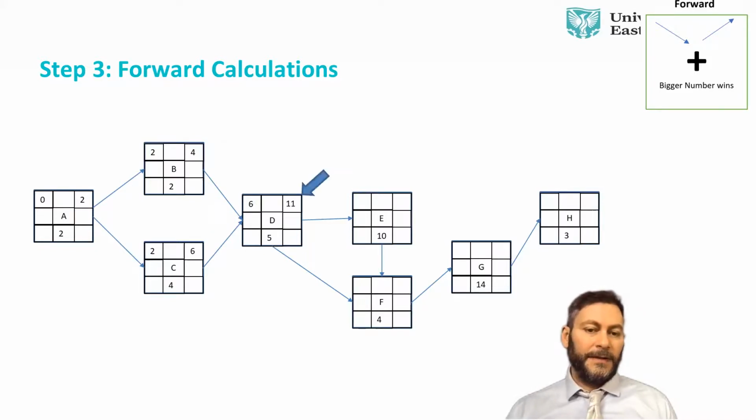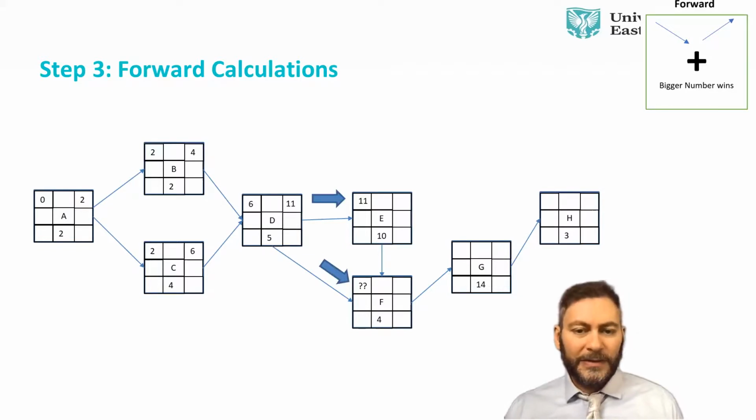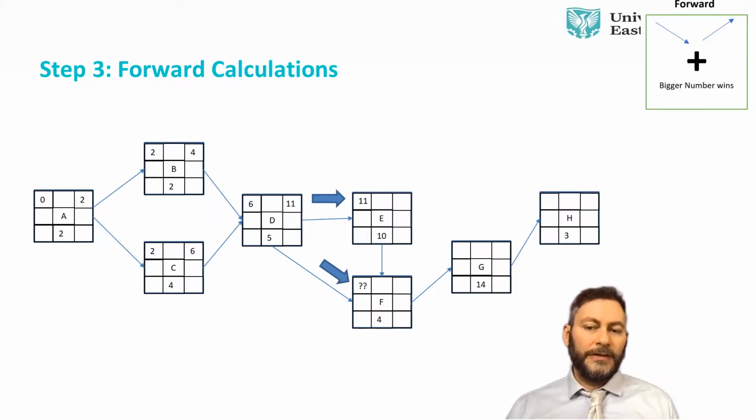6 plus 5 is 11. Now 11 is distributed in 2 directions. Again, the other numbers take them nicely. So this is 11 and 11. But we have to stop for a second. Why? Because F has 2 receiving messages coming in. So F is receiving from E and D.